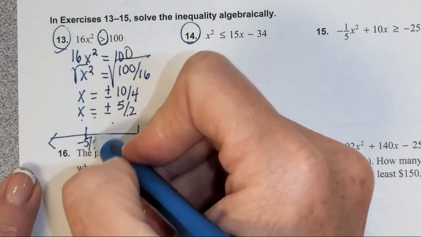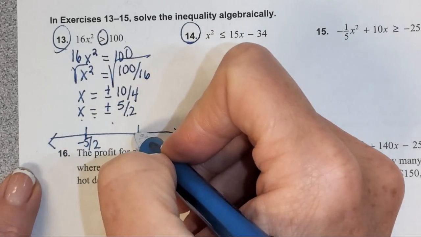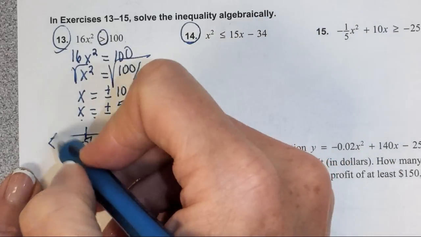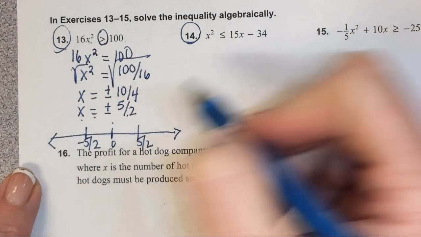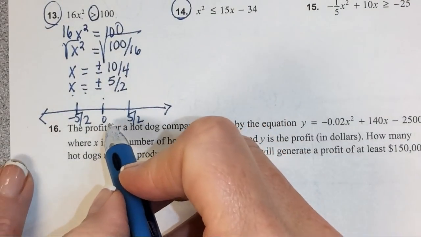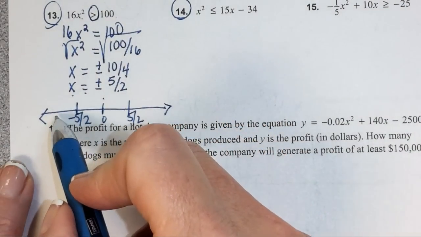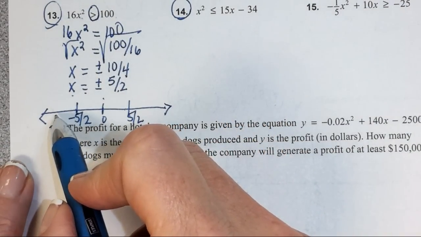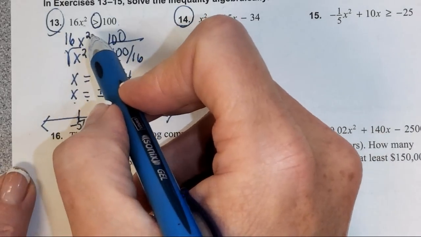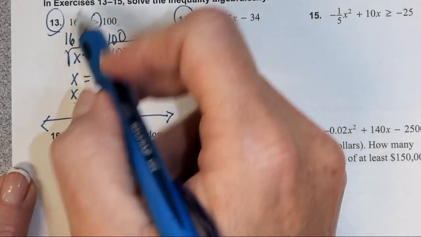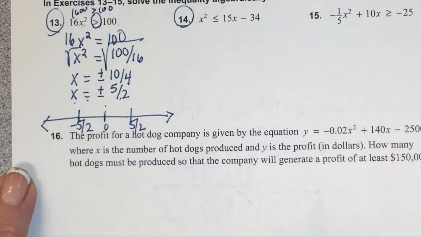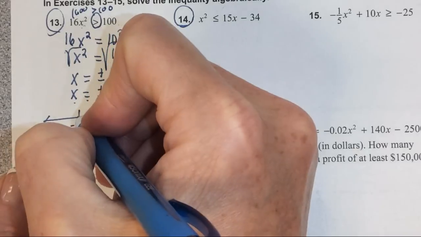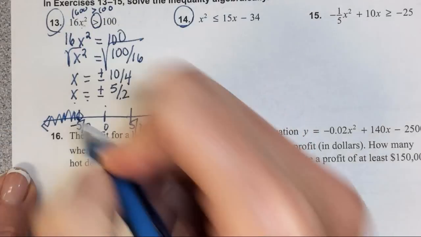Is it going to be all of these numbers in between negative 2.5 and 2.5, or is it going to be these numbers out here? I have to check that to see. The only way to do it is to check. So I could check negative 10 if I wanted. In fact, that might be pretty easy to do. Negative 10 squared is 100, times 16 is 1600. Is 1600 greater than 100? 1600 is greater than 100, so this is going to work down here.